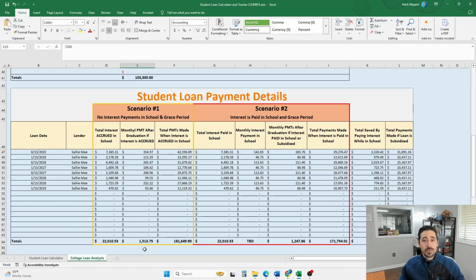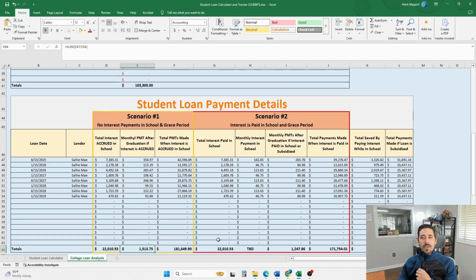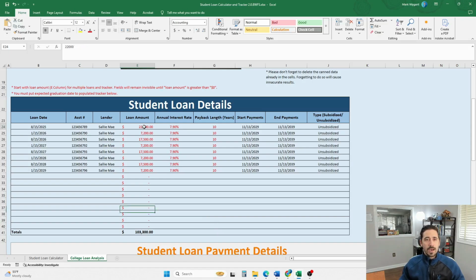See, by going to 22,000, this took our payment up. If we're not going to pay interest during school, it took our payment all the way up to 1513 and took this payment up to 1247 by doing that, right? And obviously increased our interest because it was a larger loan balance. So those are just some of the important pieces of this calculator. I know it's a lot. It's a detailed analysis tool.